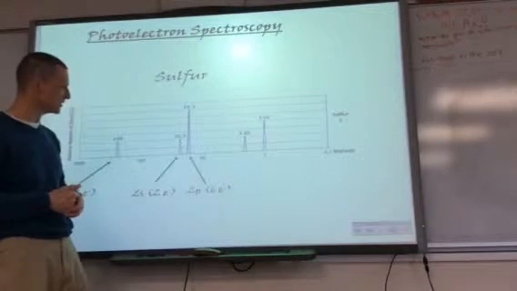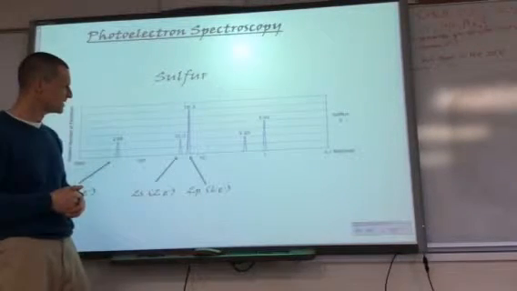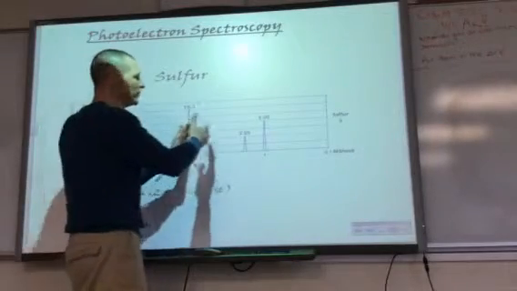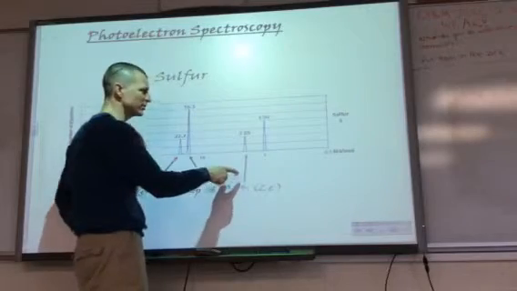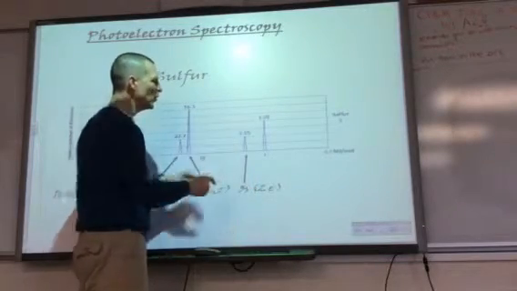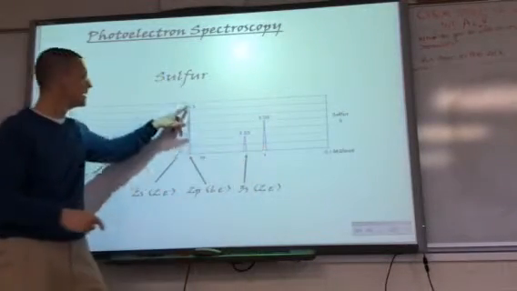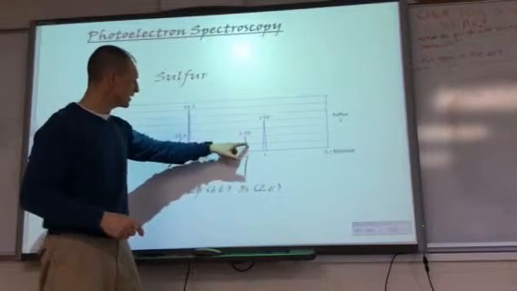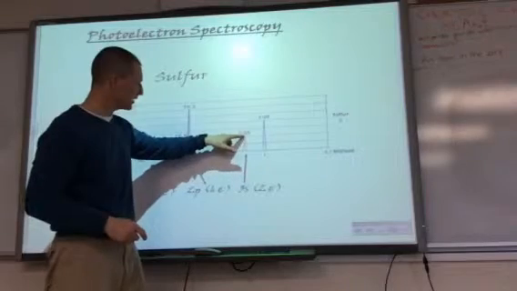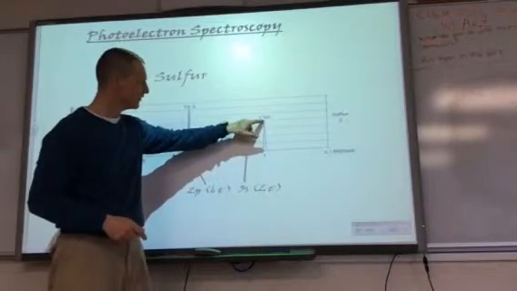2p electrons, there's the 6 of them. And then once 2p is full, then we go out to 3s. There they are, 3s, 2 electrons. Now this last one, notice that this peak is not the same height as this peak. Each grid line represents 1 electron. You got 1 electron, 2 electrons. This is 1, 2, 3, 4.